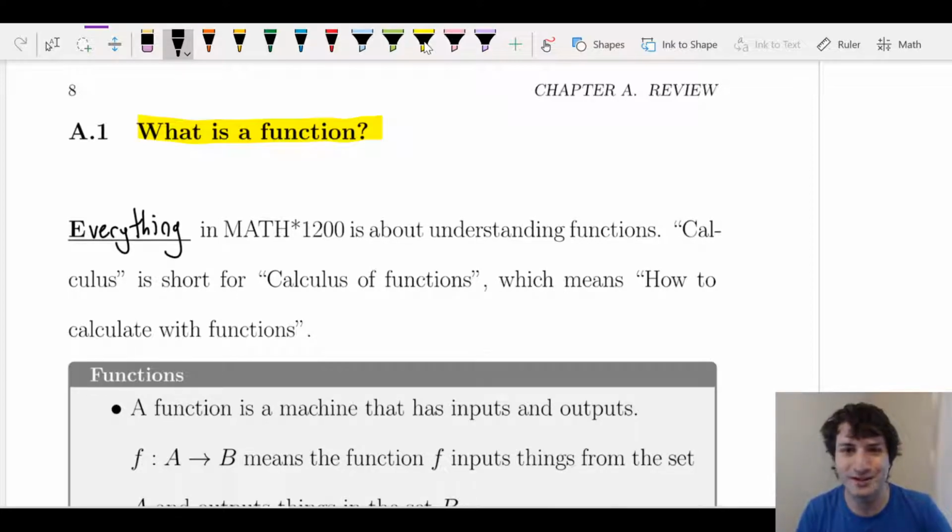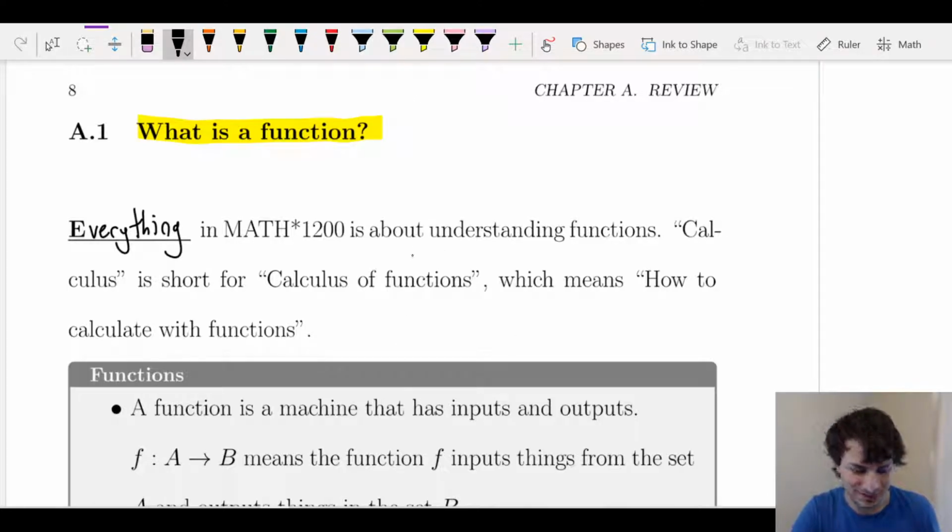Calculus is short for calculus of functions, which means how to calculate with functions. So this whole course is basically some really good tools for understanding functions, because functions are sort of everything in this branch of math. So everything in real life that can be handled with this kind of math, you turn it into a function, then you hack at it with the tools you have for dealing with functions. That's what we're doing in the course. So we better start with really knowing what a function is.